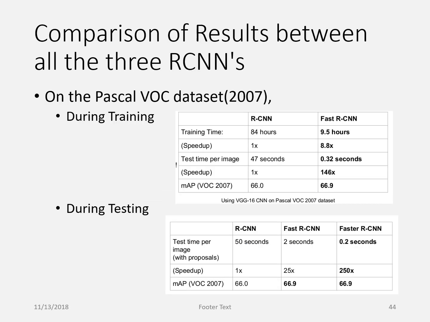Now let's compare all the three networks that we have gone over so far. Here we see that Faster RCNN reduces the testing time per image to 0.2 seconds from 50 seconds. That's a speed up of about 250 times the time taken by RCNN, which is really good, by a big margin. But still, MAP is not increased much.